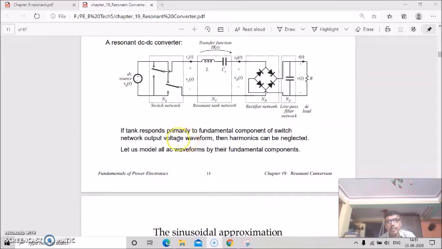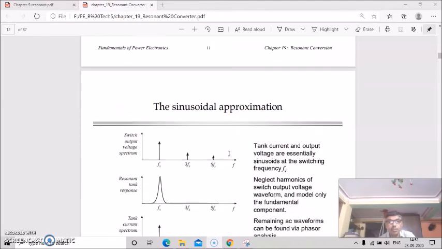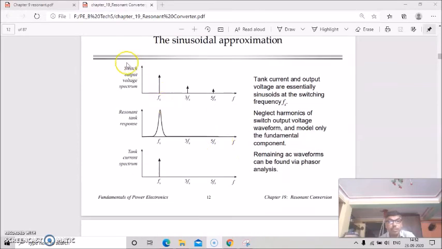If the tank responds primarily to the fundamental component of the switch network output voltage waveform, then harmonics can be neglected. So let us model all AC waveforms by their fundamental components. This is the sinusoidal approximation, with the switch output voltage spectrum.